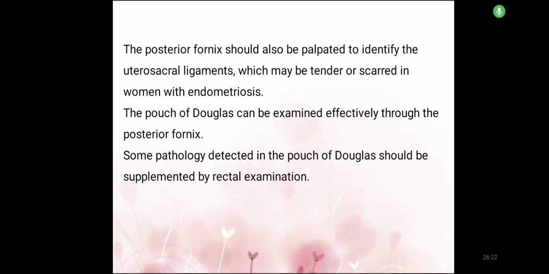In the posterior fornix, also examine the pouch of Douglas, which is called the cul-de-sac, posterior cul-de-sac, and recto-uterine pouch. The pouch of Douglas is the lowermost part of the peritoneal cavity, in which fluid accumulates in case of PID, ascites, any peritoneal hemorrhage, and so on. Any pathology detected in the pouch of Douglas should be supplemented by rectal examination.